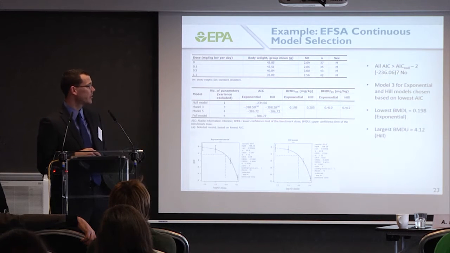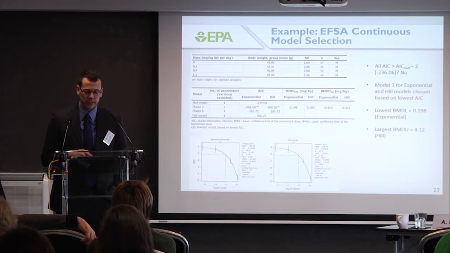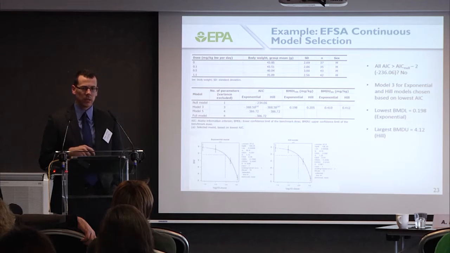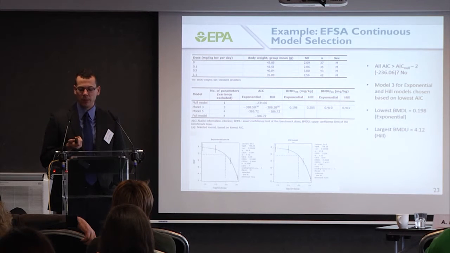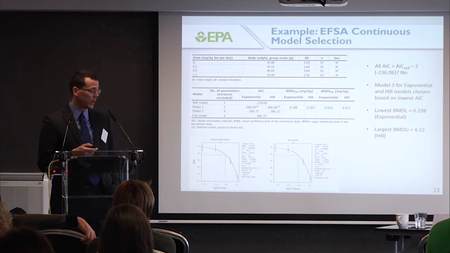Looking at a continuous example, again, fitting the Hill and exponential model 3 and 5 to this body weight data. You run through the workflow. You would get the lowest BMDL of 0.198 from the exponential model, 3rd degree, and the largest BMDU would be 4.12 from the Hill.